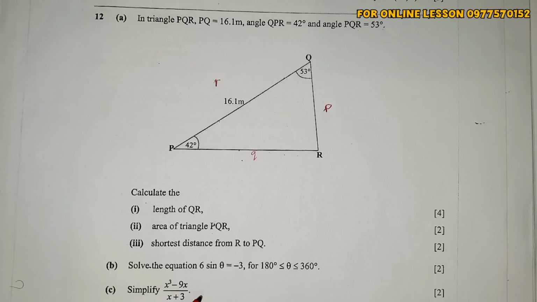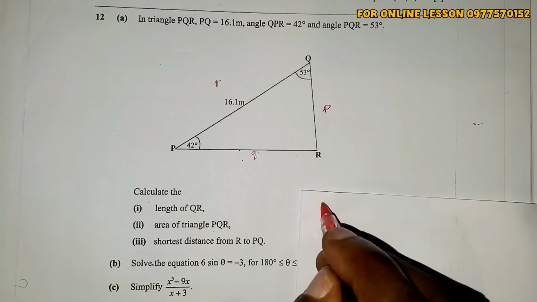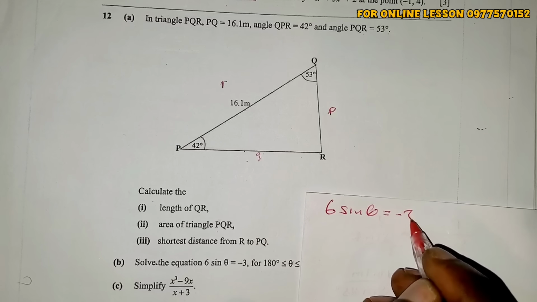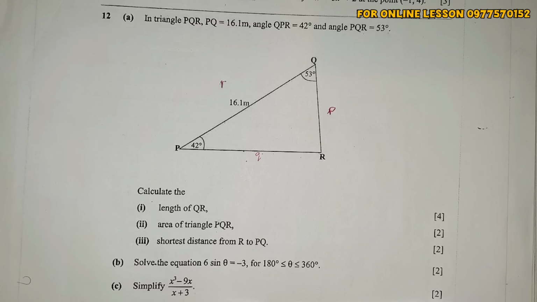This is under trigonometric equations. This is an algebraic question. Alright, so what we're going to do here, this is very, very simple. Now to solve this equation, let me just write it down. The equation is 6 sine theta is equal to -3. Then we are given the range for our answer or answers to be between 180 degrees to 360. That is very simple.